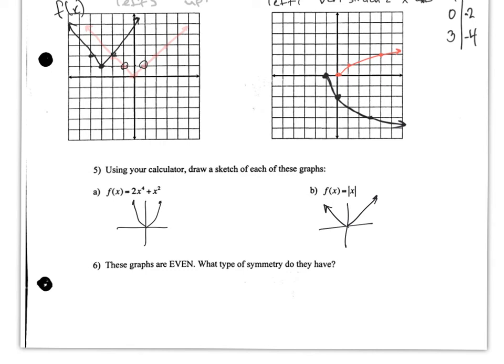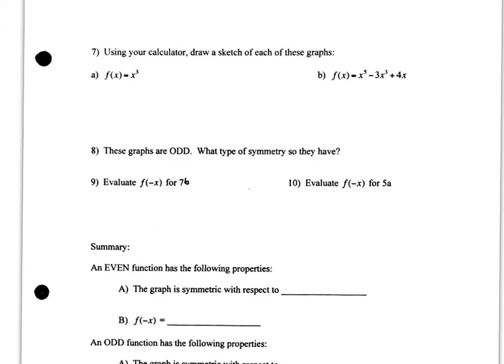The type of symmetry is y-axis, which is basically like a fold. If you can fold it on the y-axis, that's what line symmetry means. It's if you fold it on the y-axis, both sides would match up perfectly. This is different than these graphs.